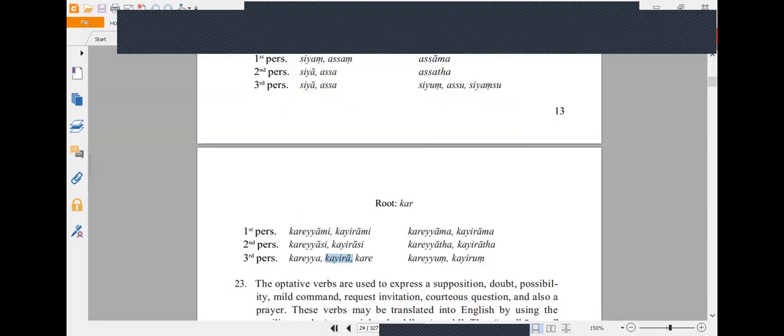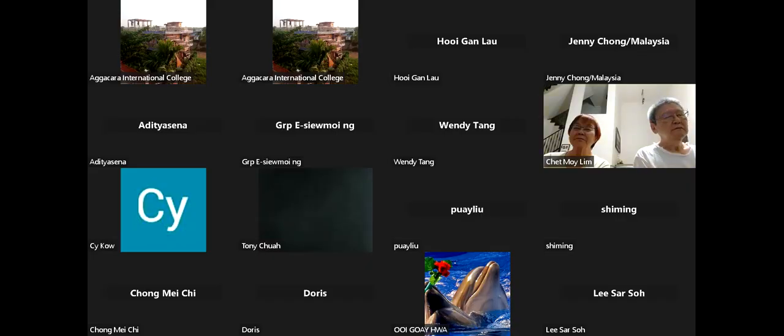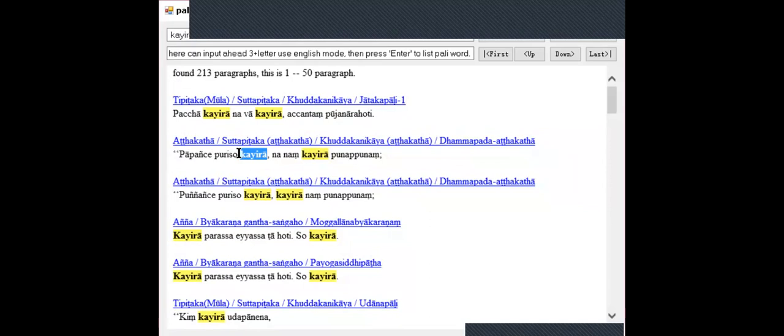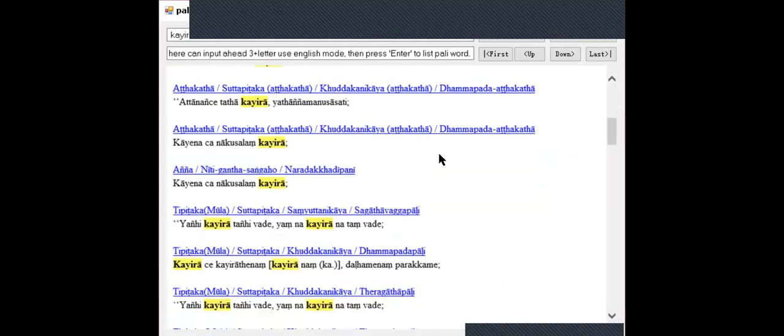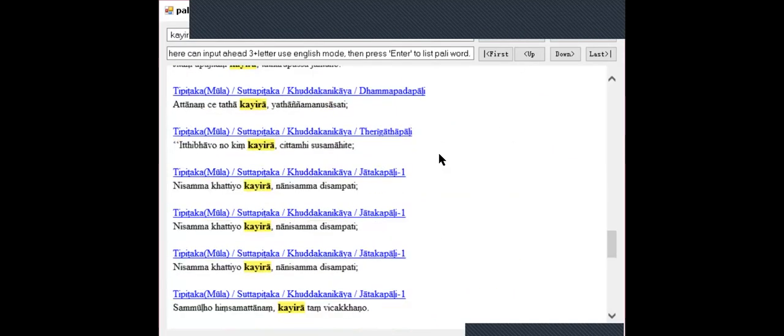That's why the whole thing is trying to come to this place. Let me do a search now. Kaira. Yeah, there is. Let me show you. Can you see? Here: a man should do, if a man does evil, he should not do it again and again. So it's from the Dhammapada here. I think he tried to come to this Kaira. Kaira is actually quite common here.